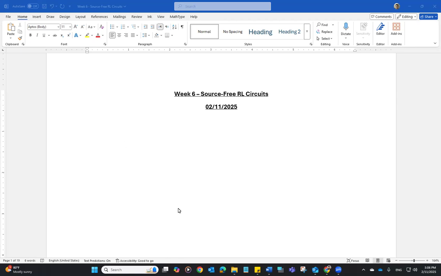So source-free RL circuits means that in the circuit, you don't have any source. An inductor is acting as an energy source, supplying current and power and energy to the rest of the circuit. This is similar to what we discussed, source-free RC circuits.